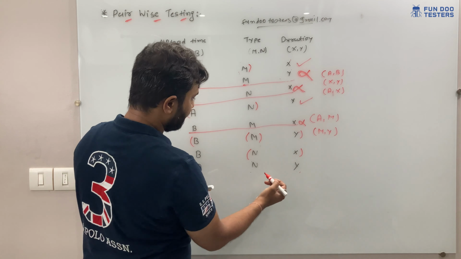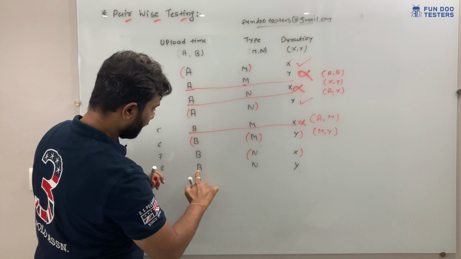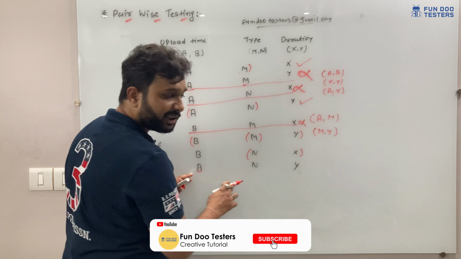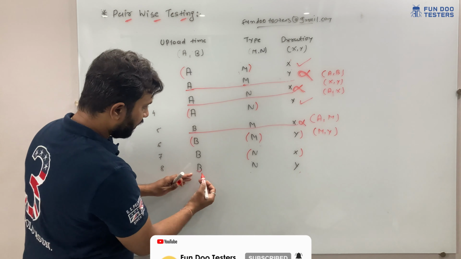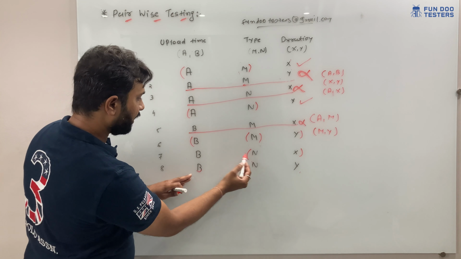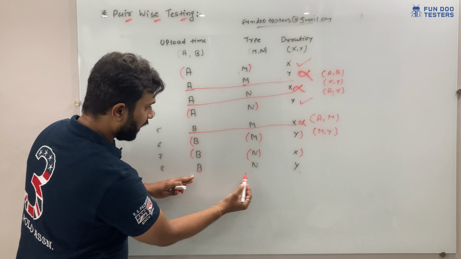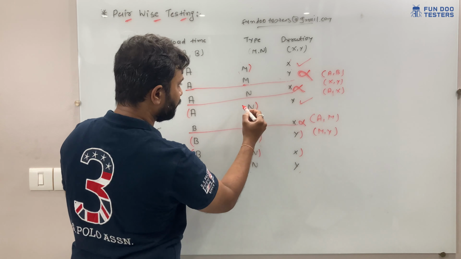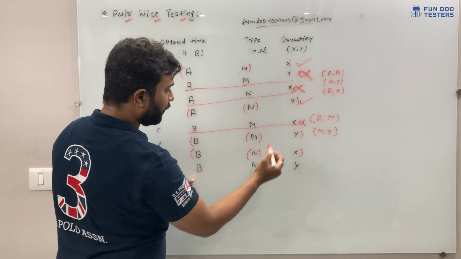So M and X. Now we can think here at the 8, we don't have any combination. So let's check if this combination is available anywhere. B and N, with the 7 we have B and N. And N and Y, where we have N and Y. So this test case also we have not discarded.